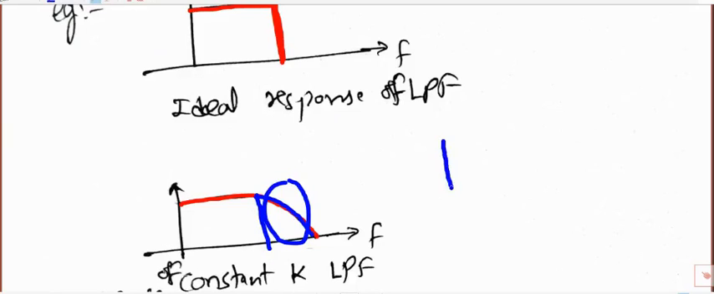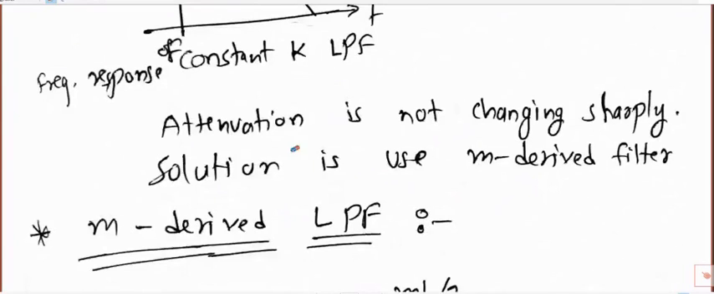And if I use the M-derived filter, definitely I will get a sharp response. As compared to this and this, we will get a somewhat sharper response if we use M-derived filters. So that is the reason for learning M-derived filters. The attenuation is not changing sharply, and the solution is to use the M-derived filter. So we will be learning the M-derived low pass filter and M-derived high pass filter.